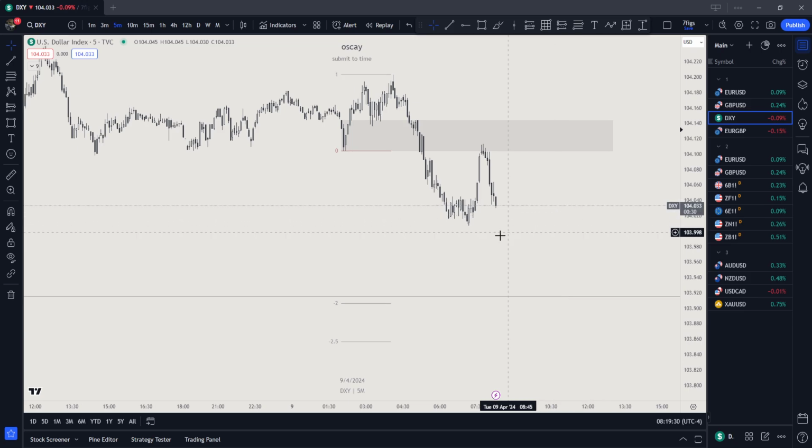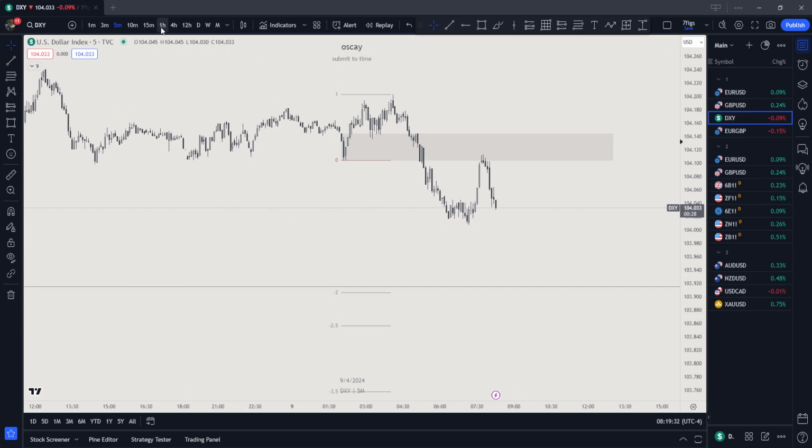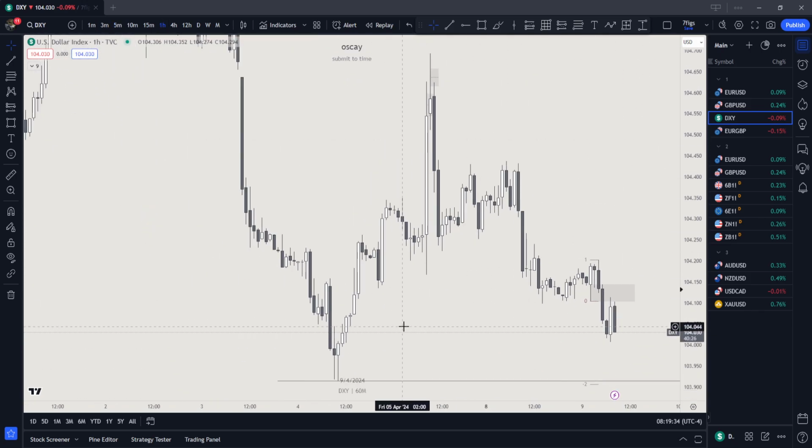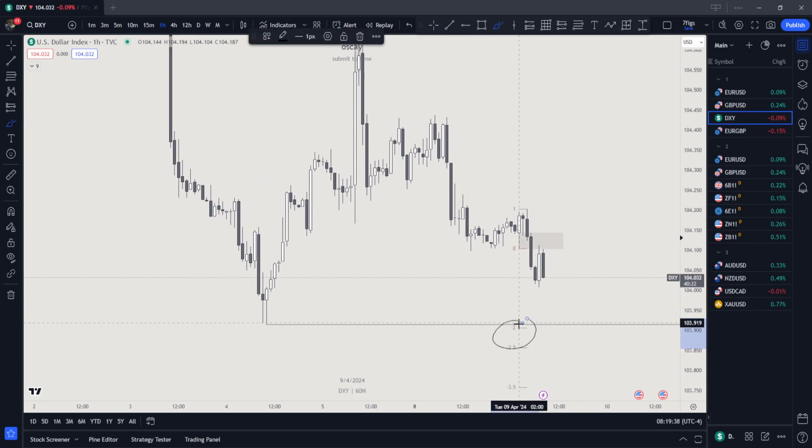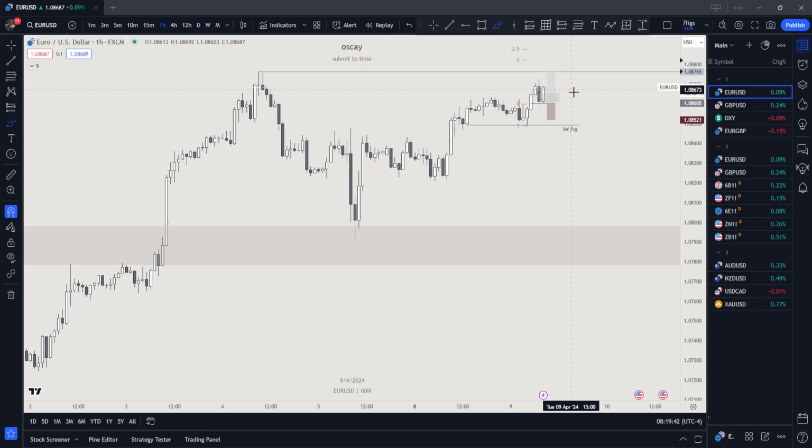That's why you need to know your ranges. And this is also a huge, huge, huge confluence for me because now we have the standard deviations of DXY aligning with the ones of EU. So I'll be more confident to hold my trade after here.